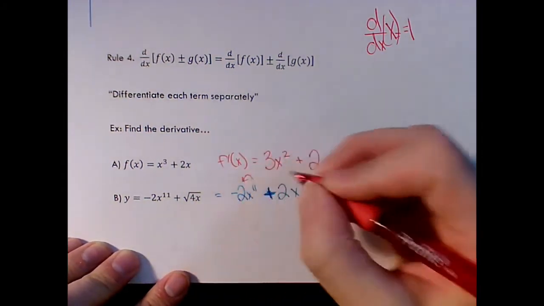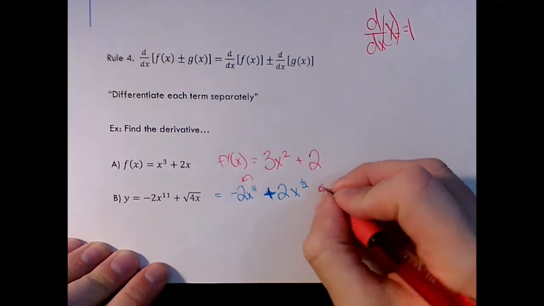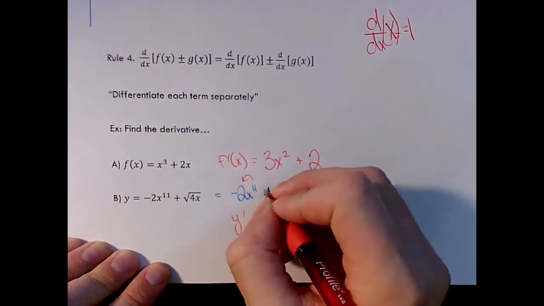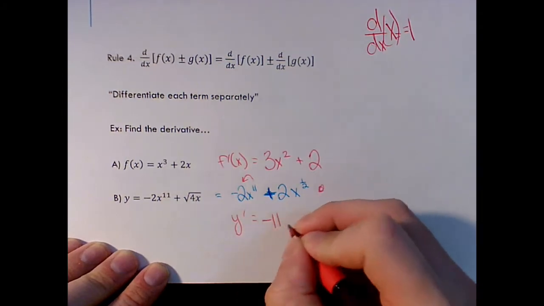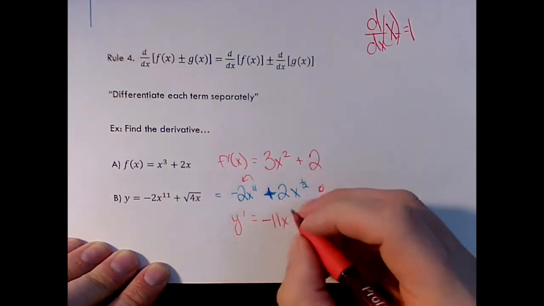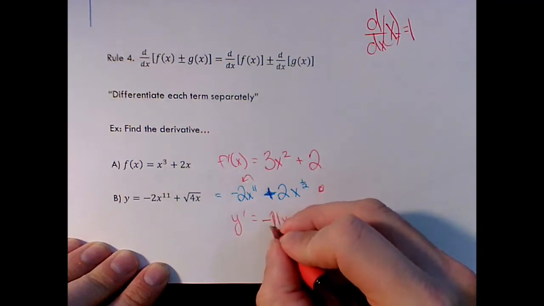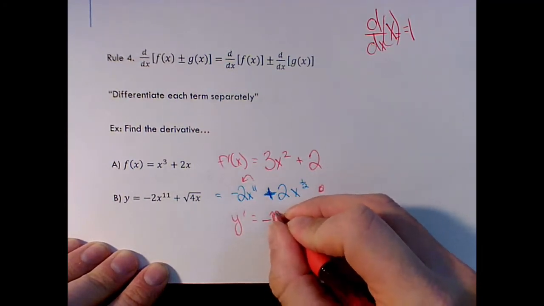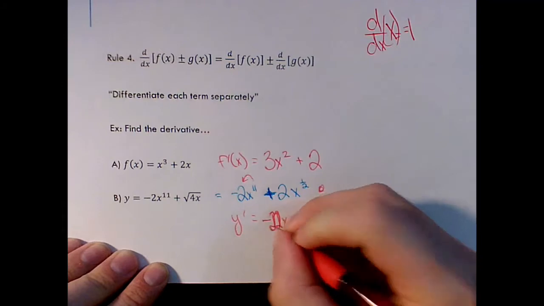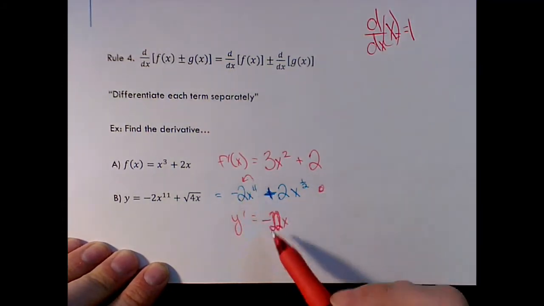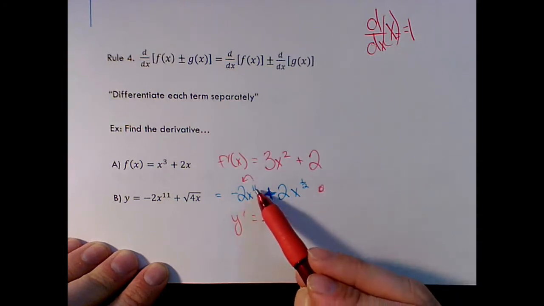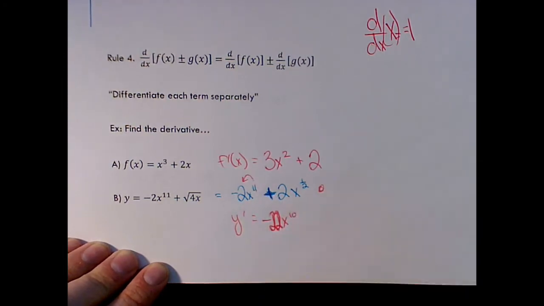Bring the 11 out front. Oh, so that would make y prime equals, bring the 11 out front, multiply that to the negative 2, so negative 11, x to the 11 minus negative 22. Oh, man. I brought the 11 out, so negative 2 times 11, negative 22, x, subtract 1 from 11 to the 10th power.